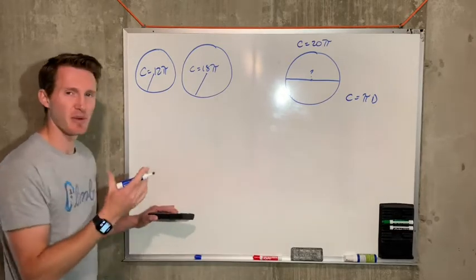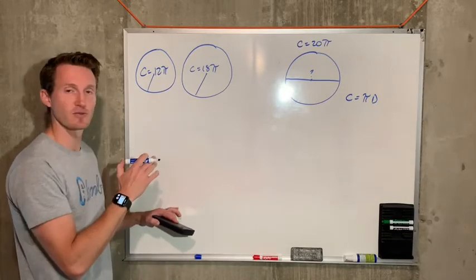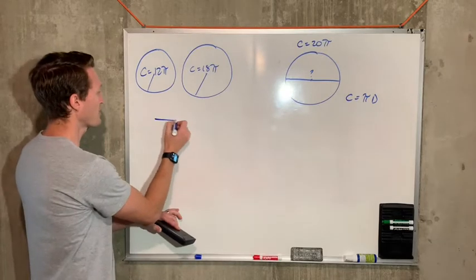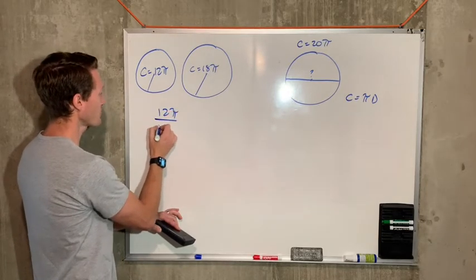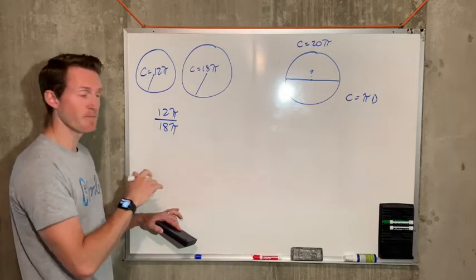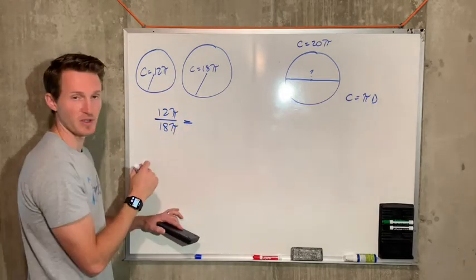So this one, they're trying to trick you a little bit. They're trying to make it sound like it's really hard. There's no squares involved. We're not talking about area. So all you have to do is write a ratio with the given circumferences, 12 pi over 18 pi, and then reduce them. The pi's will cancel right away.